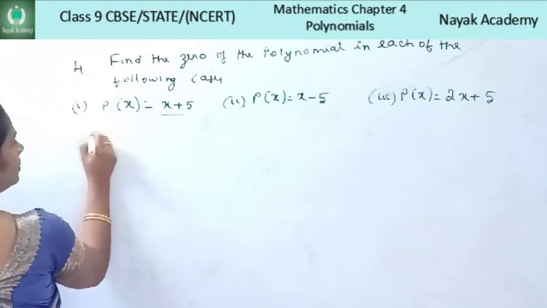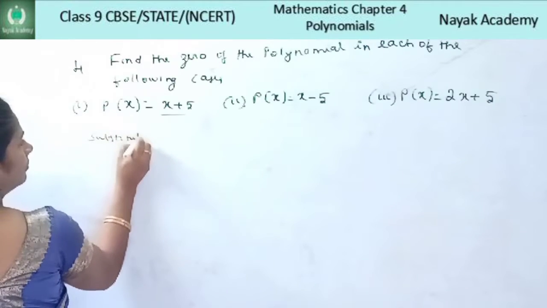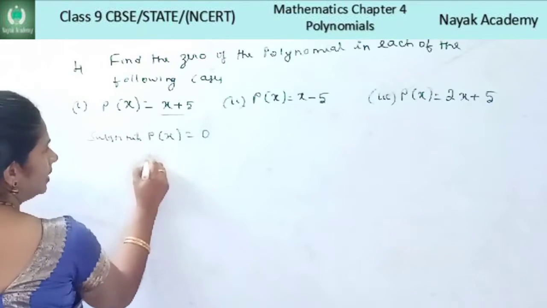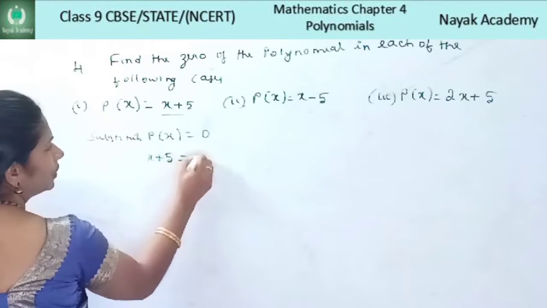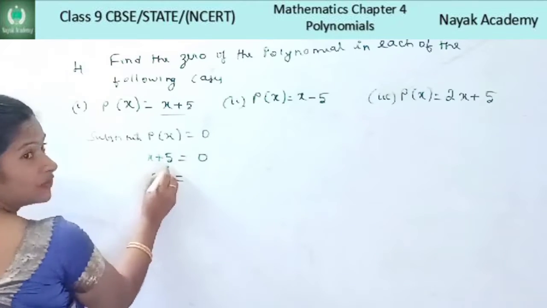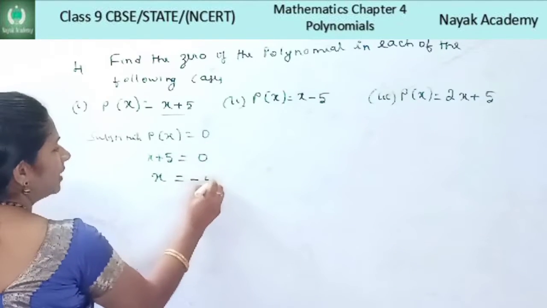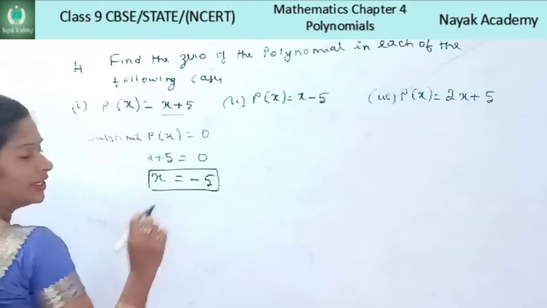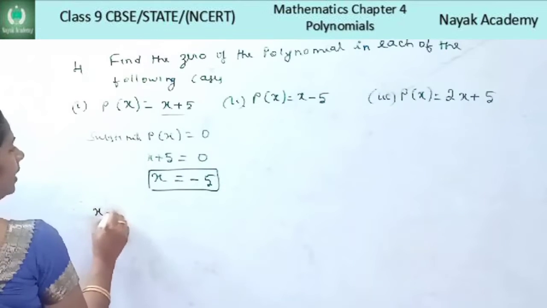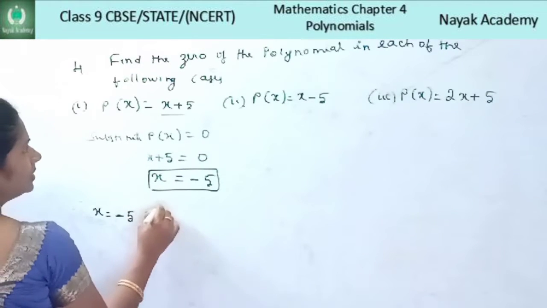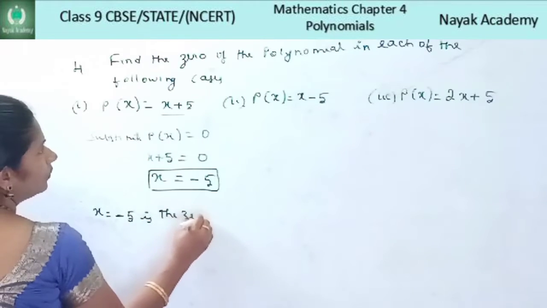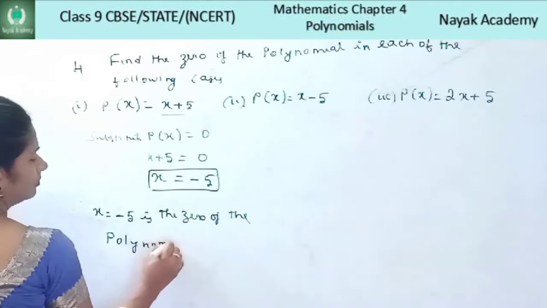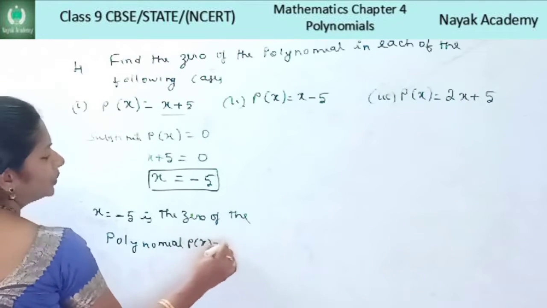So what we have to do? Substitute p of x equal to 0. What is the p of x value, children? Here it is x plus 5. It is given p of x equal to 0. So x plus 5 equals 0. You transpose 5 to the right hand side. It becomes minus 5. And this is the zero of the polynomial p of x is equal to x plus 5. Let me write the conclusion. Therefore x is equal to minus 5 is the zero of the polynomial p of x is equal to x plus 5.